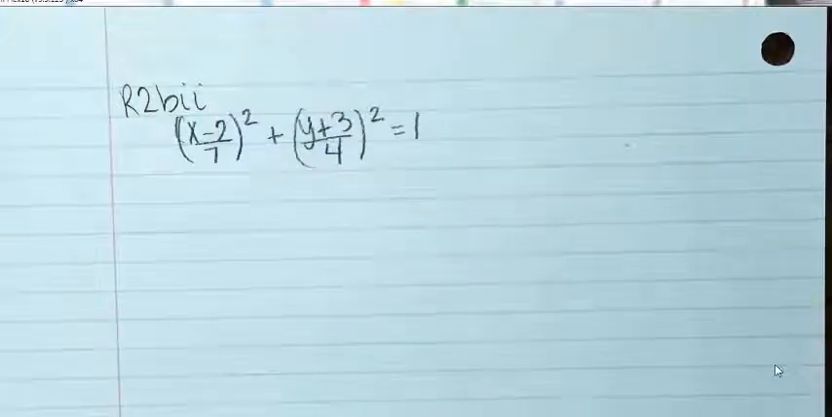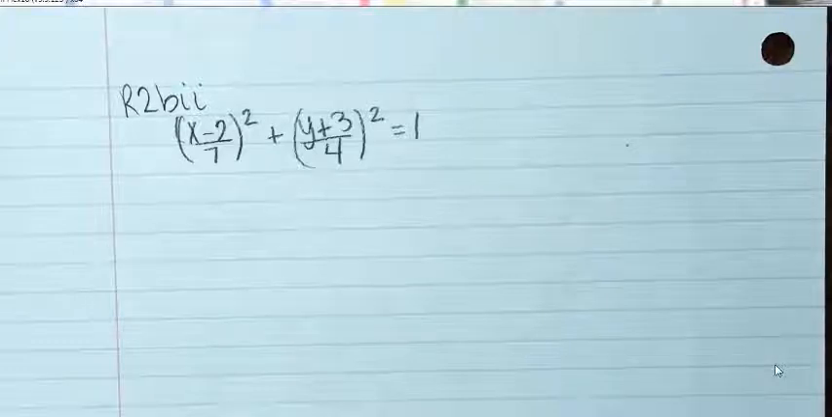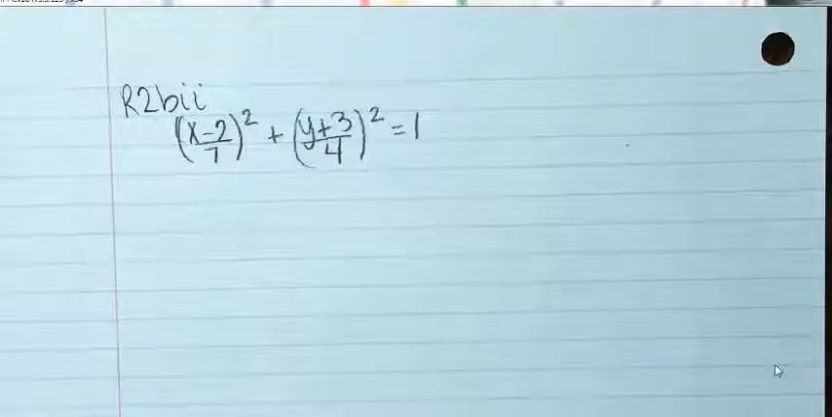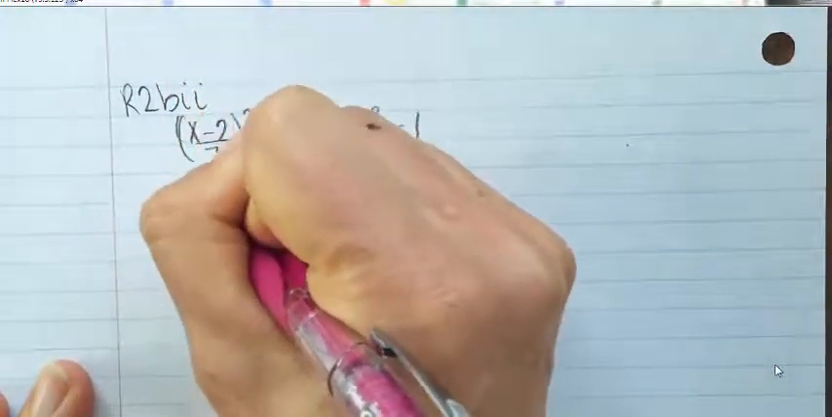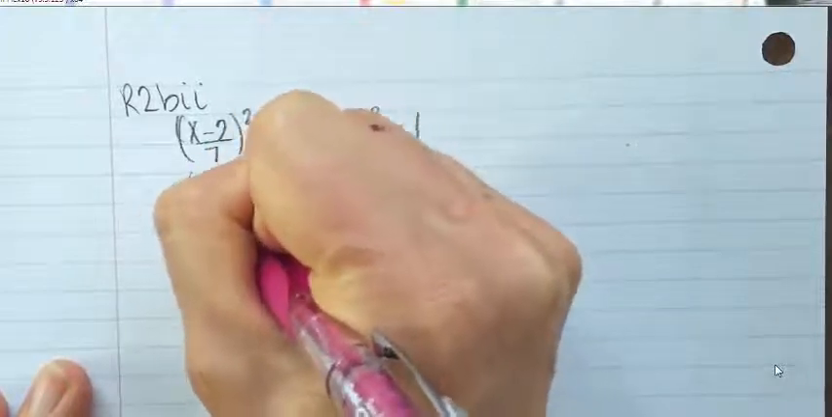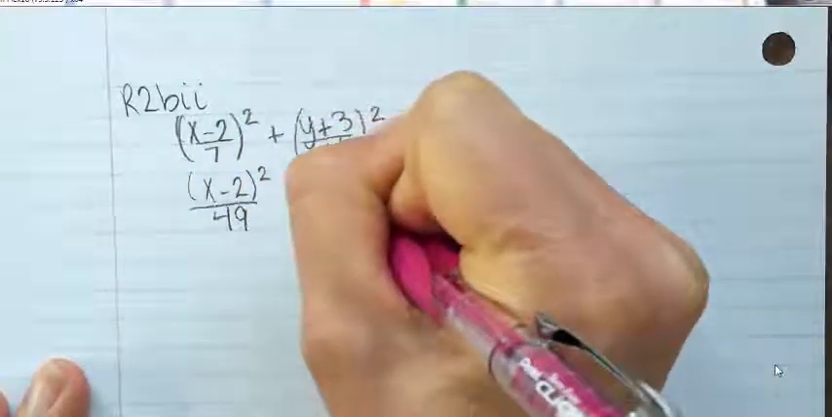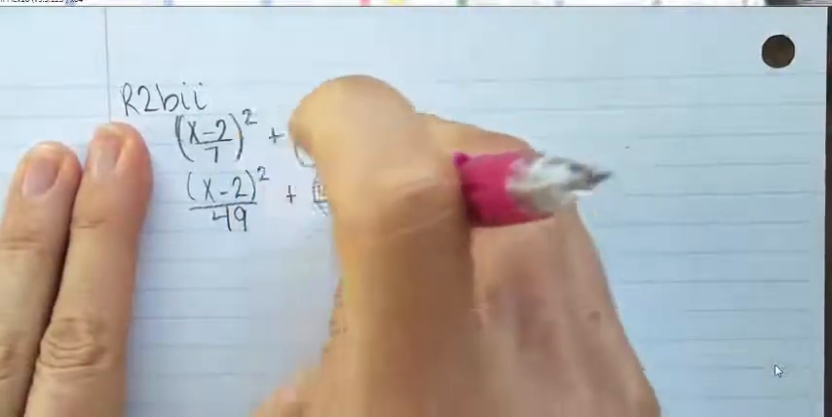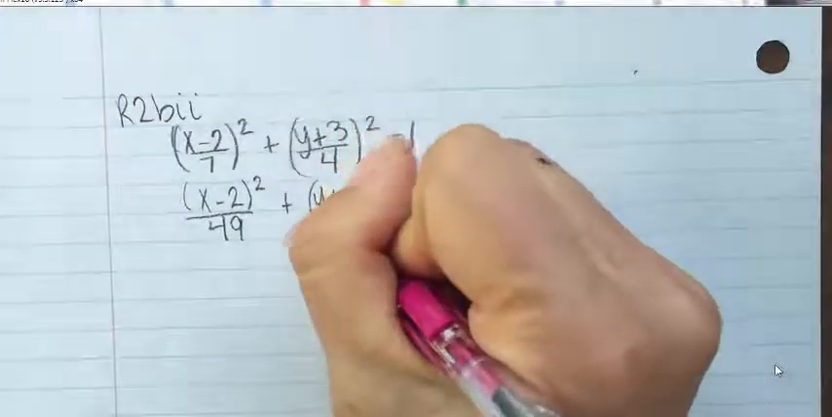Next, I'll answer R2B double I. So you are given this ellipse, and it's given to you in center radius form, and they want you to transform it into polynomial form. Okay, so we're going to do a whole lot of multiplying here. So the student that asked this question, the first thing that student did was this. Oops, not 4. We have to square it. I'm just basically squaring top and bottom.